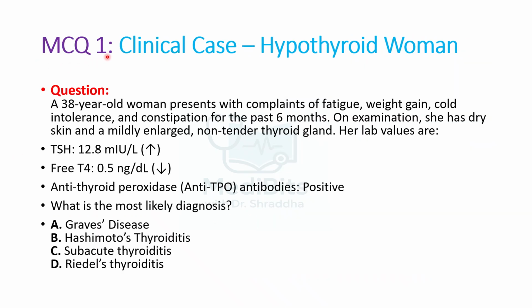So now we will go through MCQs. There are total 3 MCQs. So first MCQ concerns a clinical case in a hypothyroid woman. So students, please focus on the key areas of information.